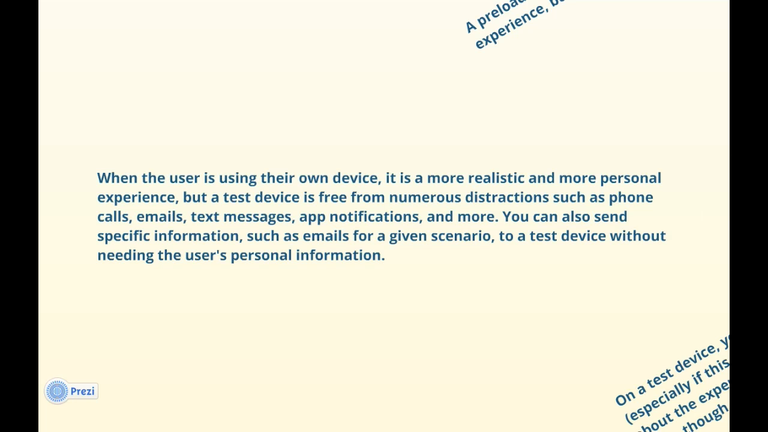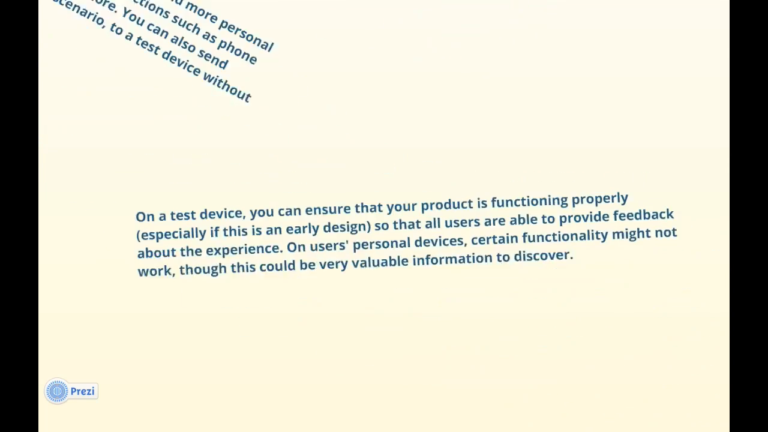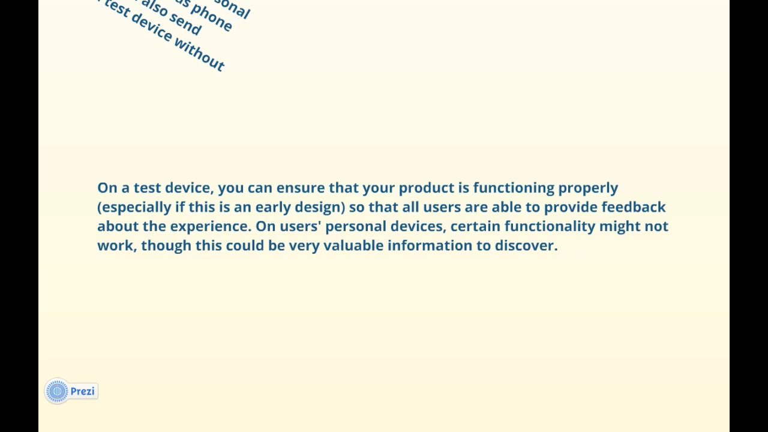You can also send specific information, such as emails for a given scenario, to a test device without needing the user's personal information. And on a test device, you can ensure that your product is functioning properly, especially if this is an early design, so that all users are able to provide feedback about the experience. On users' personal devices, certain functionality might not work, though this could be very valuable information to discover.